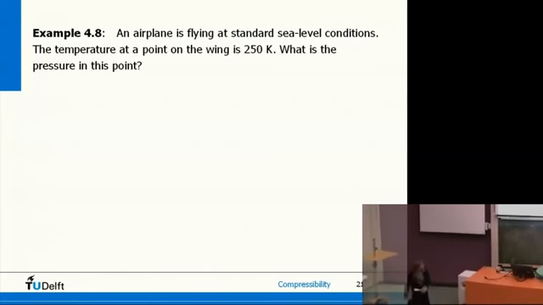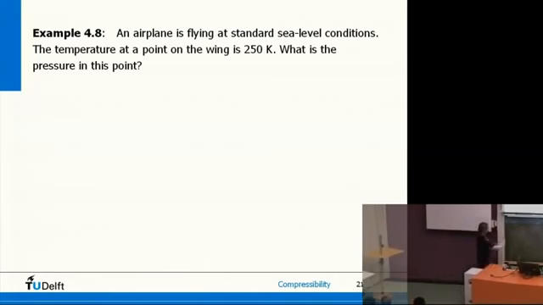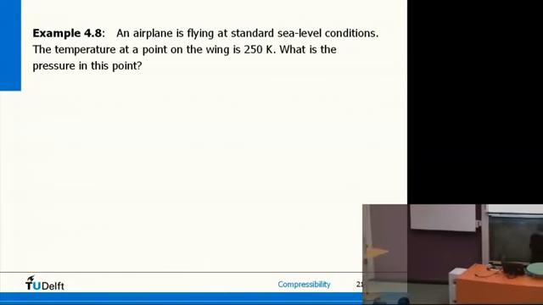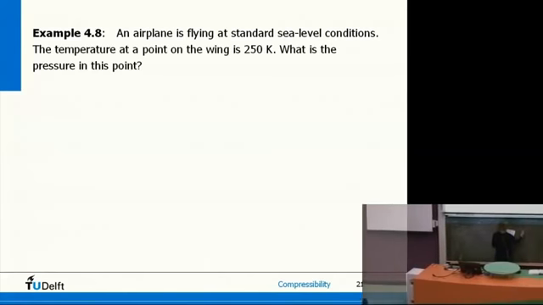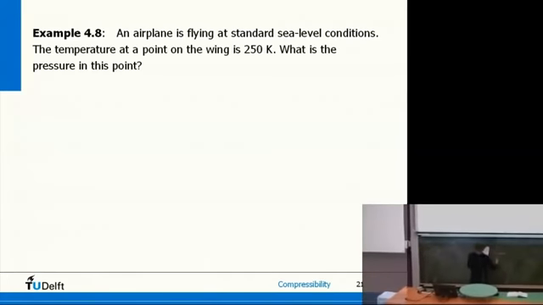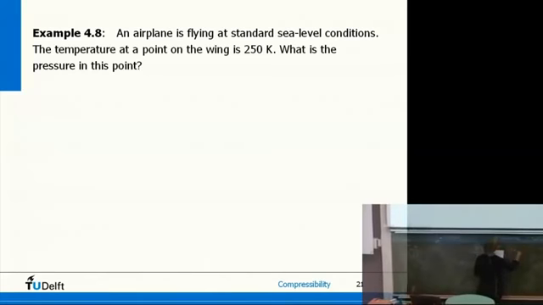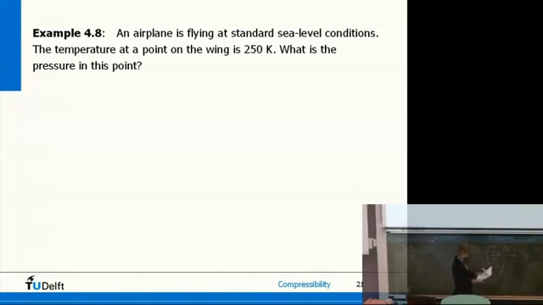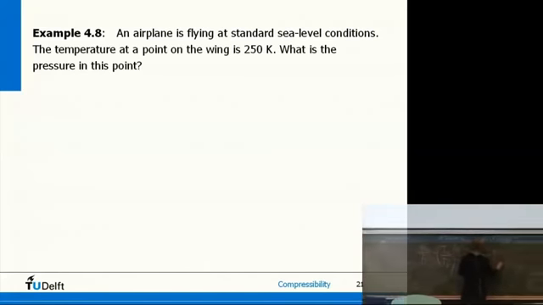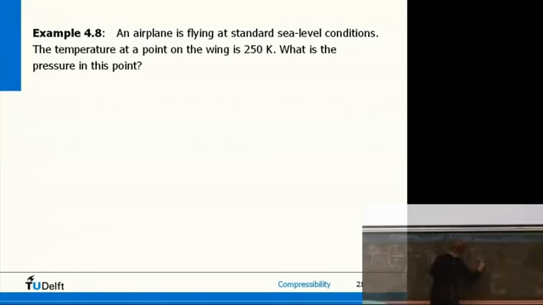Okay. So assume isentropic flow, then we can use the simple isentropic flow relations. P2 over P1 is equal to T2 over T1 to the power gamma over gamma minus 1. So the pressure in point 2, or point A, is equal to the pressure in point 1, or infinity, times T at point A over T infinity to the power gamma over gamma minus 1.